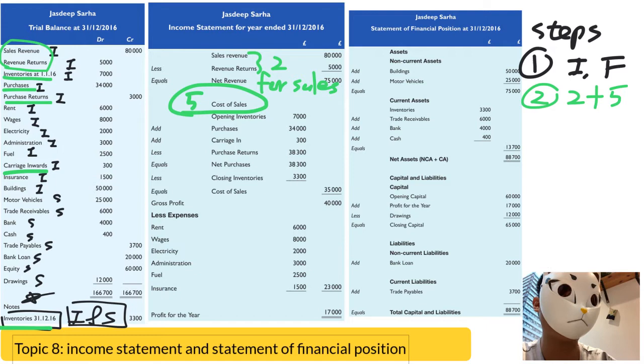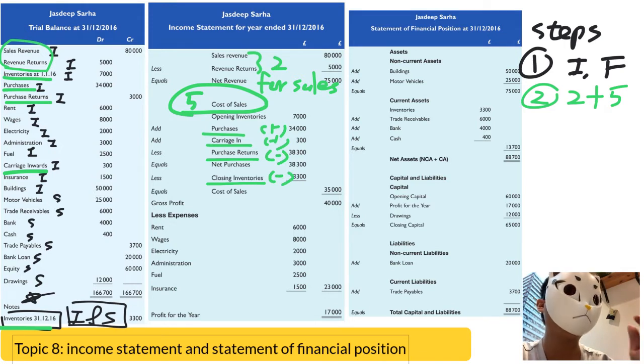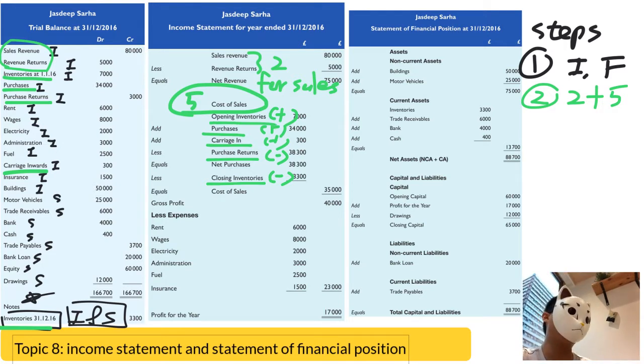So you have to add the purchases, add the carriage inwards, and then deduct the purchase return, deduct the closing inventory. So think about it, there are a total of 5 items. So you have to make use of the 2 plus 5, this approach to do it. And then you can get the correct gross profit. Then you just minus the expenses, then you will have the profit for the year. So you can put this profit for the year here. Then you can find out the answer.